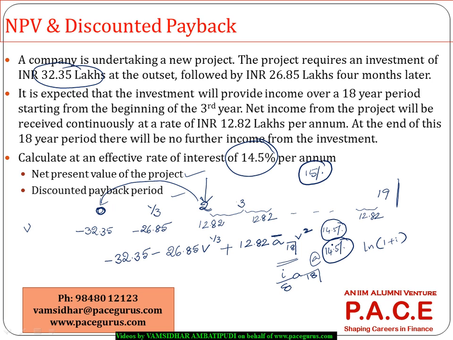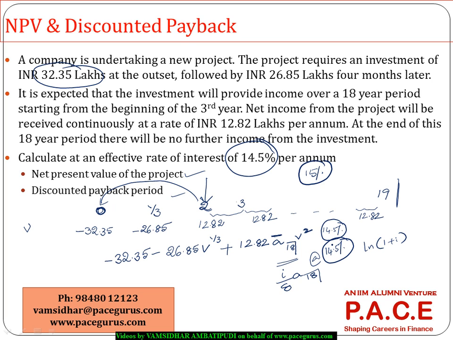If I change it to 15, I can use the A18 directly from the 15% actuarial tables. But because I have 14.5%, I may not be able to use those tables. I may have to do that process manually. Okay, let's try that out.